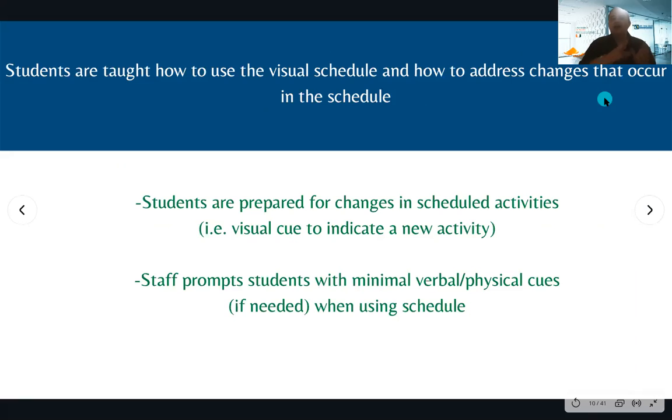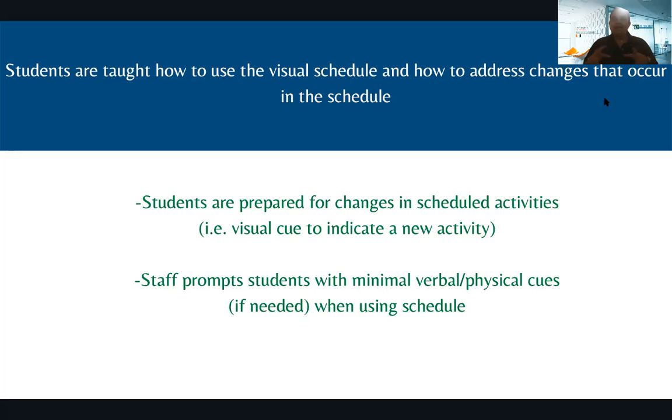And then students are taught how to use the visual schedule and how to address changes that occur in the schedule. Students are prepared for changes in the scheduled activities, and staff prompts students with minimal verbal or physical cues if needed when using the schedule. So a few things that I like to bring up when this comes up, right? What will happen, and it's happened to me, and I'm sure some of you have seen this before, is sometimes with these visual schedules, you'll have a student come in and they'll see in their visual schedule that they have an activity that they do not want to engage in, or they see that their favorite activity is followed by something that is non-preferred for them.